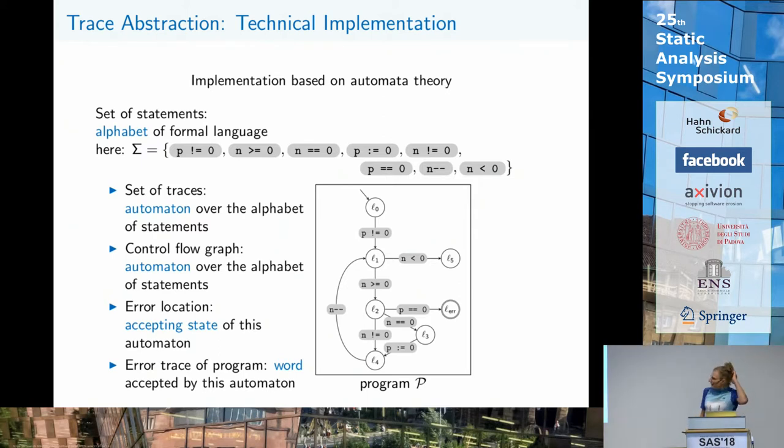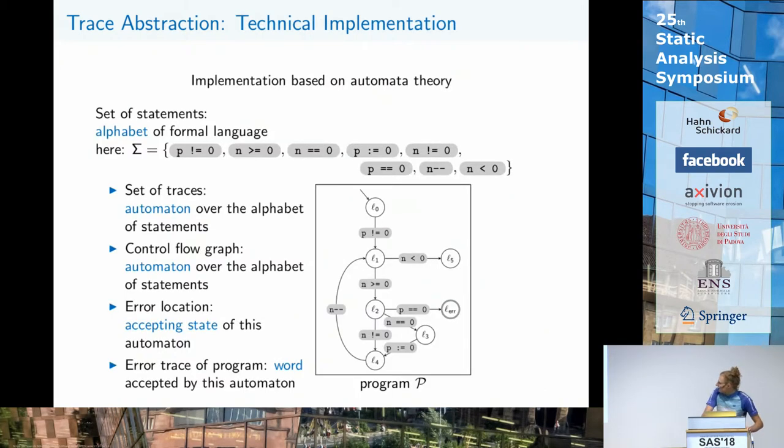And then we can represent sets of traces by using automata. One example here is the error traces of a program. These can be represented by this automaton, and it looks exactly like the control flow graph of the program. The initial location of the program will be the initial state of the automaton, and the error location of the program will be an accepting state of the automaton. Okay, and then an error trace is a word accepted by this automaton.